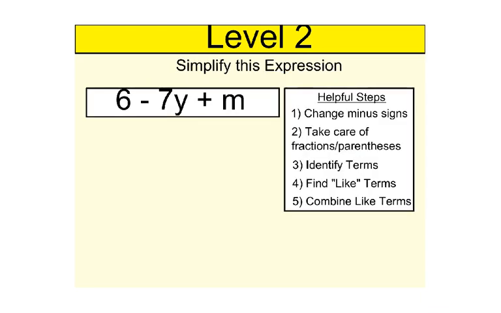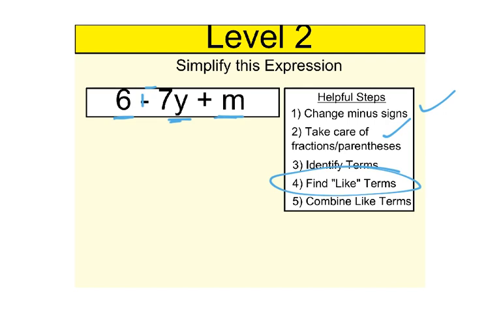Okay, here's our next problem. Simplify the expression, and we are going to use these helpful hints. Okay, first is to change the minus sign, so plus a negative. Then after that, I'm going to take care of fractions and parentheses. That's done. Identify the terms and like terms. Well, I don't see any other constant. I don't see any other y. I don't see any other m. That means that I don't have any like terms that I can combine.